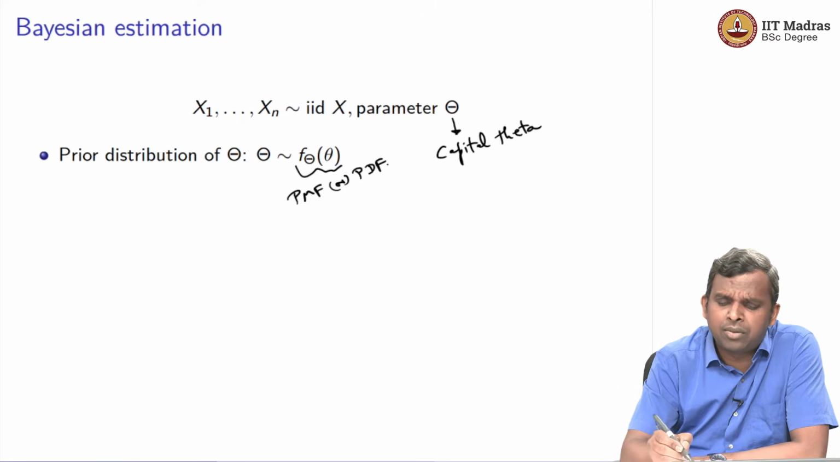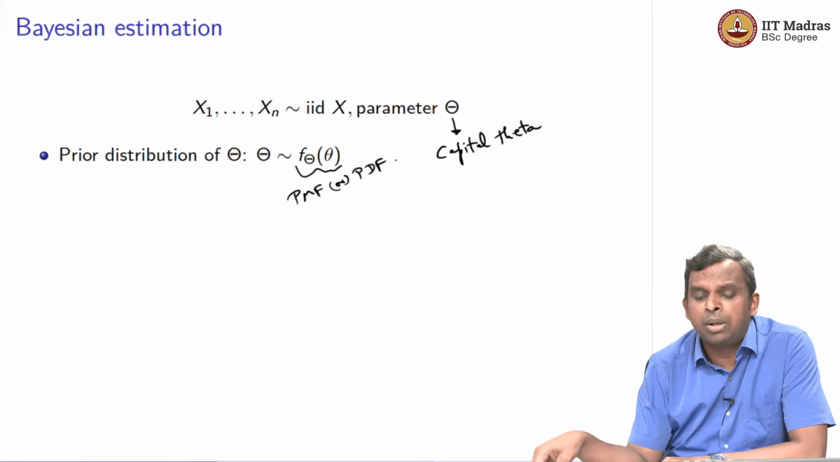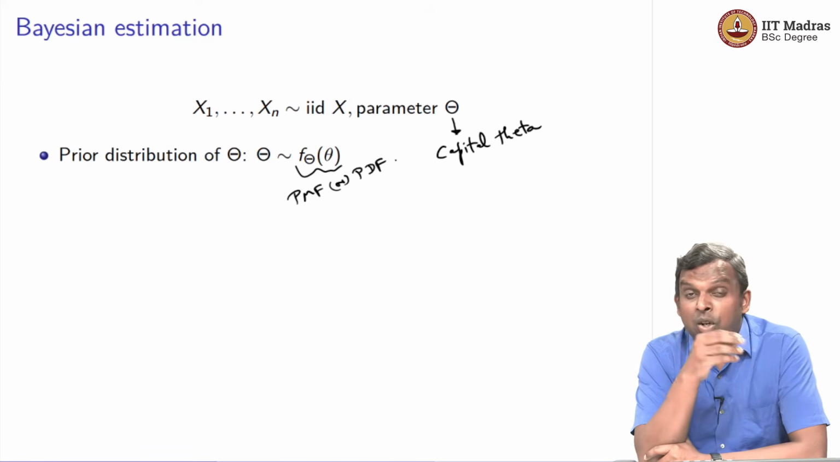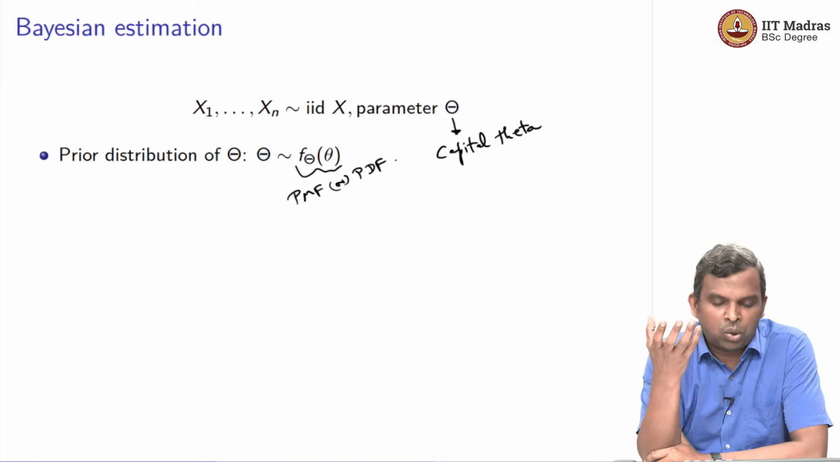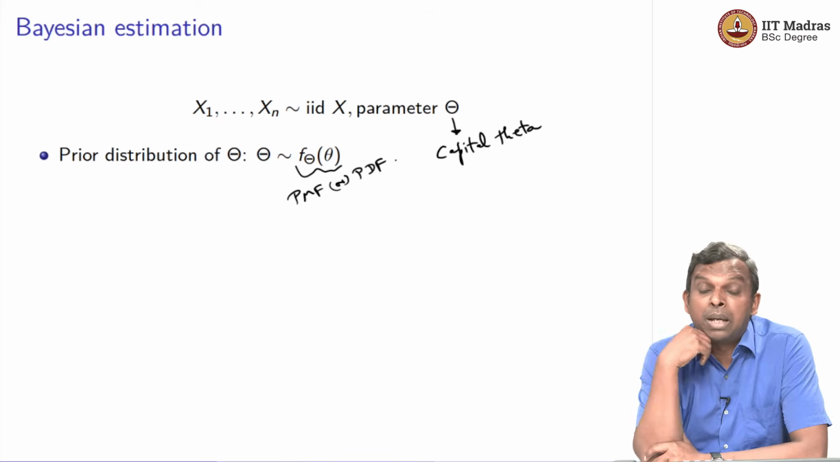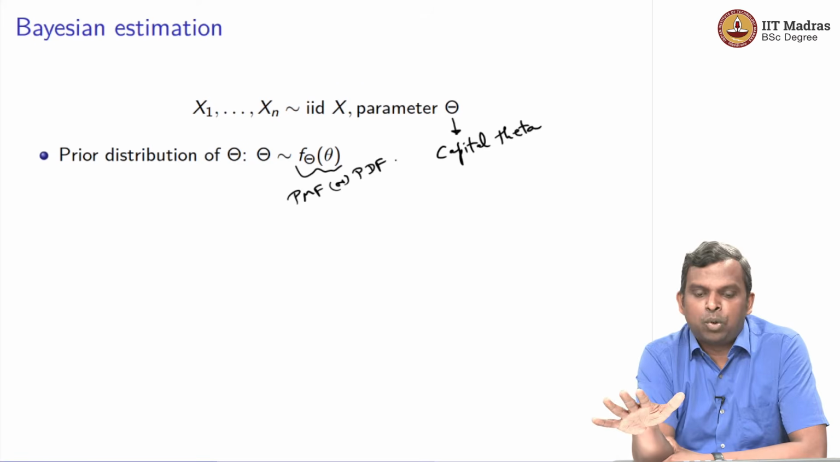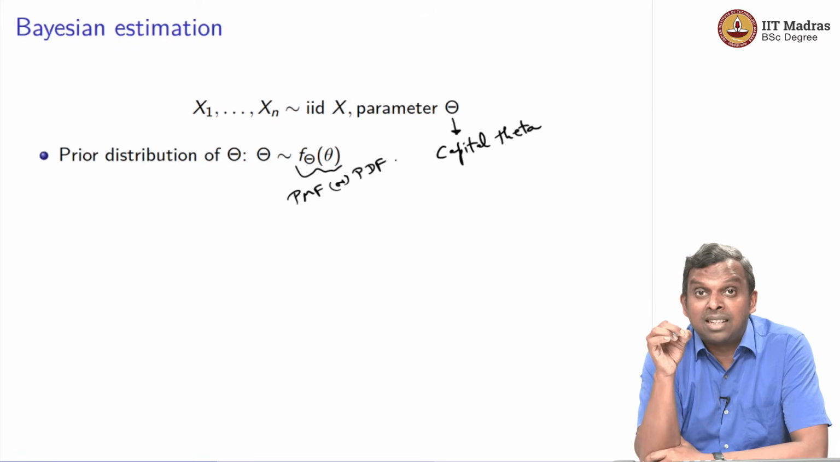Typically PDF, it's very common to use PDF because it's common to assume this theta as a continuous random variable. In the previous examples we saw, we assumed theta as a discrete random variable. You could do that also, in which case this will be a PMF. Otherwise, you will have a PDF. Okay, so this is the setting. This is a typical Bayesian setting, right?